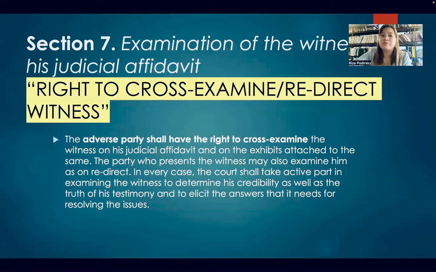Okay, next. Section 7, examination of the witness. Of course, as a lawyer, you have the right to cross-examine or redirect your own witness. The adverse party has the right to cross-examine the witness based on what was written in his judicial affidavit. And you as a lawyer also have the right to redirect your own witness to check or determine his credibility, or to check on the truth of his testimony. Whatever findings there will be, the court will actually resolve that issue.